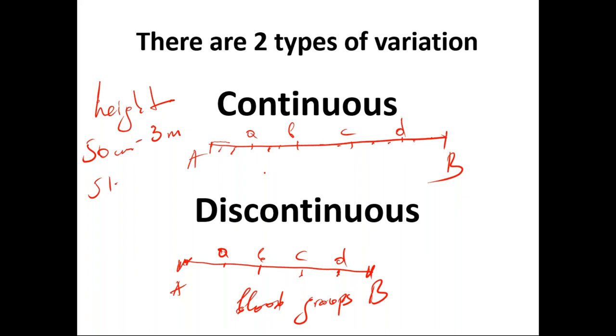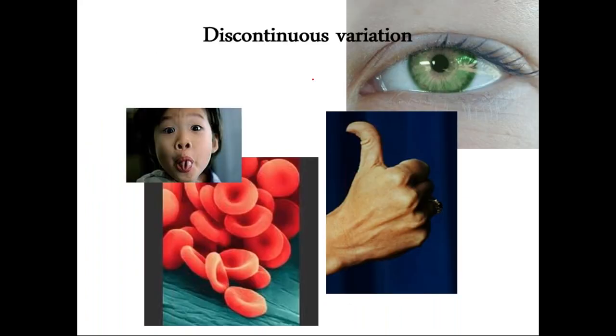Okay, good. Now, here we have some examples for discontinuous variation. Look, eye color, because we have just, let's say, black, green, blue, brown. They are general colors we can observe normally in daily life. Also, rolling our tongue. There's no measurement you can make here. Blood groups, they are discontinuous variation.